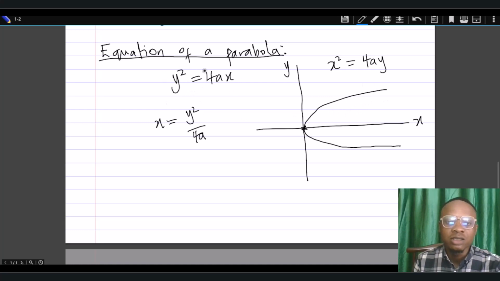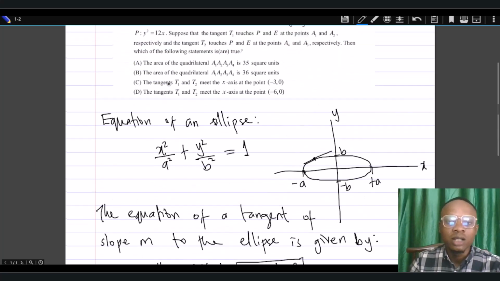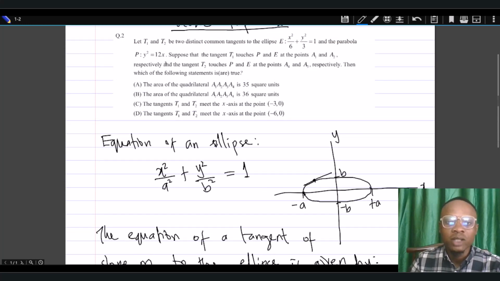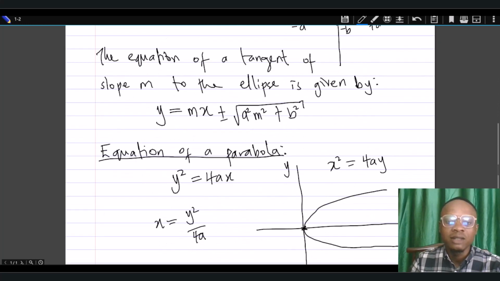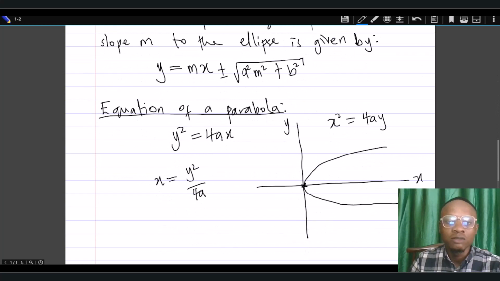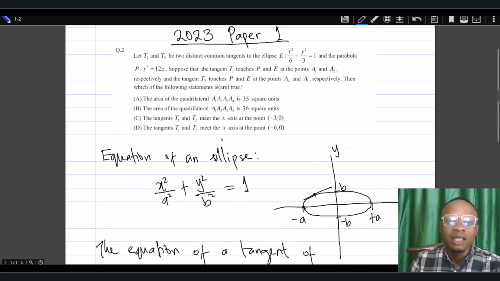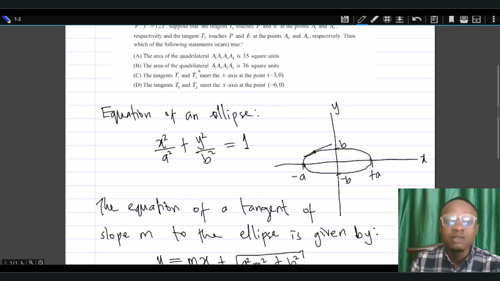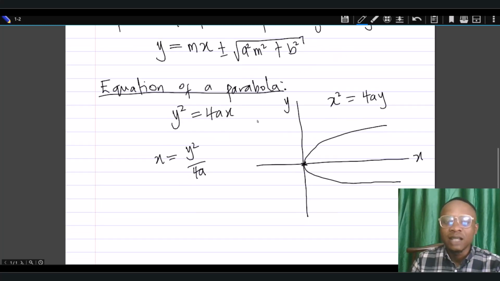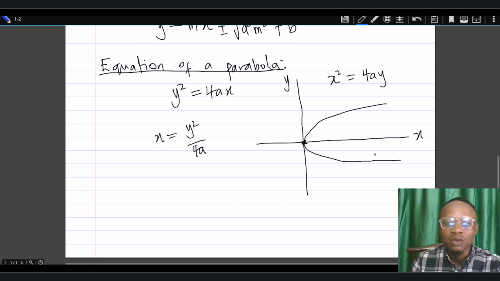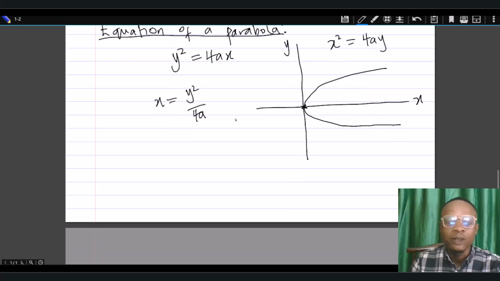So this is the standard form that aligns with the equation that we are given here. It says y squared equals 12x. So we can easily write that in the form y squared equals 4ax, and our a would then be positive. Because of that, we expect that parabola to face the positive side of the x-axis, as we have sketched it here. Okay, so that is that about the standard form of the equation.